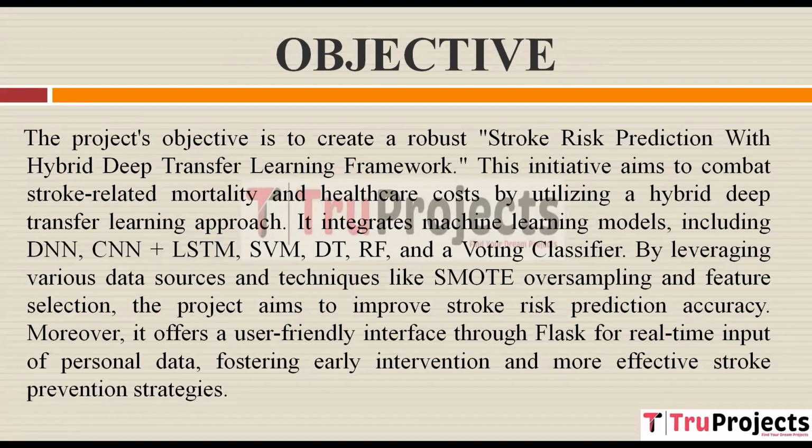The goal of the project is to develop an effective stroke risk prediction system through the use of a hybrid deep transfer learning strategy. This program seeks to reduce stroke-related mortality and healthcare expenditures. It incorporates a number of machine learning models including a voting classifier, DNN, CNN plus LSTM, SVM, DT and RF.